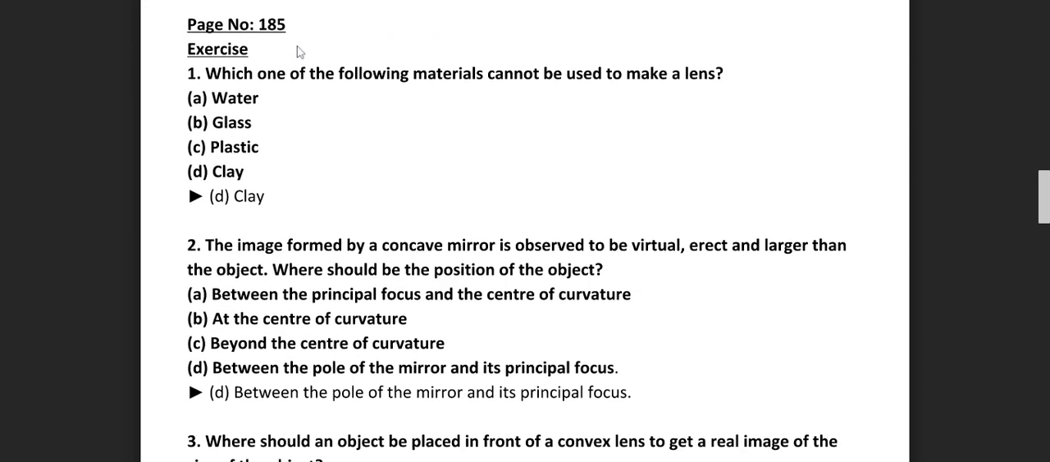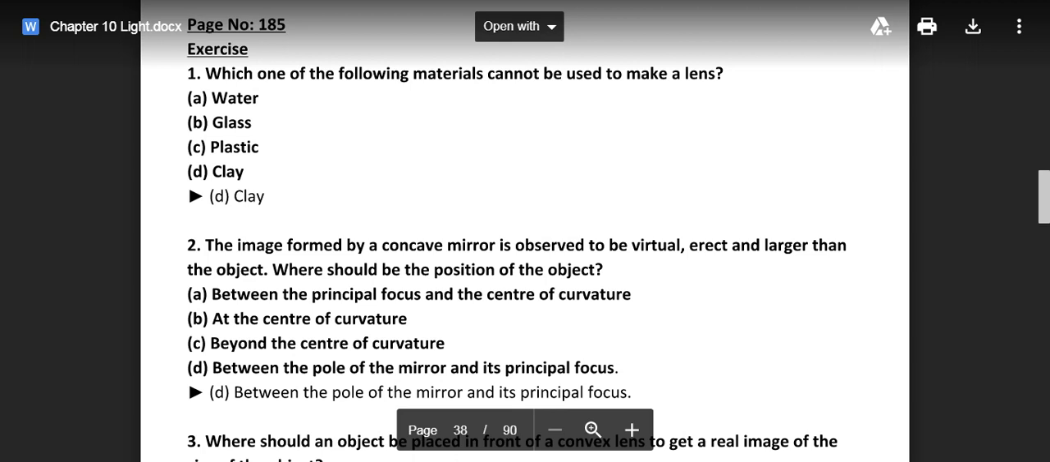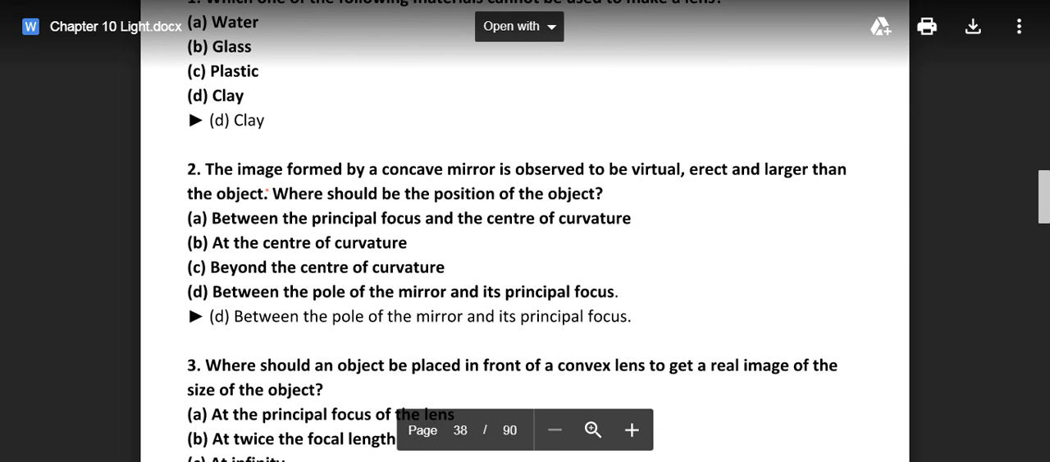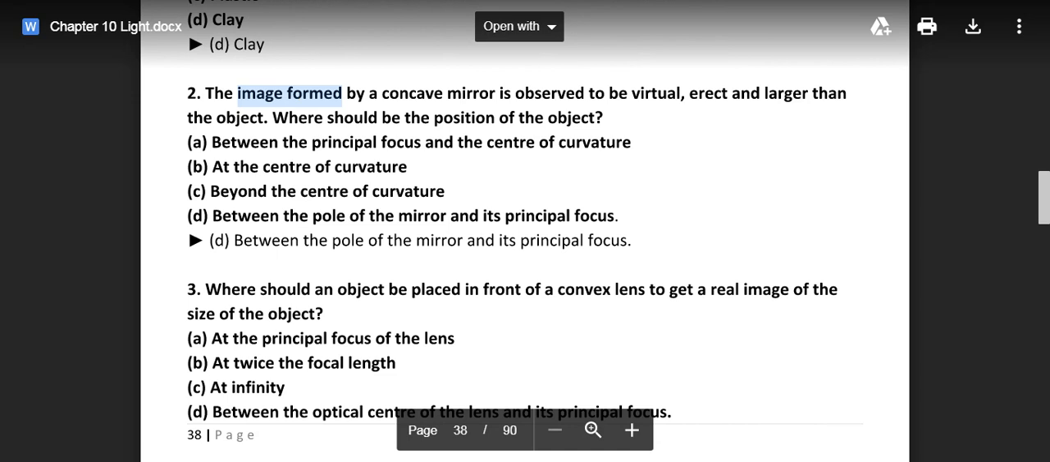Which of the following materials cannot be used to make a lens? Clay, because it is not transparent. The image formed by a concave mirror is observed to be virtual and erect. Where should be the position of the object?